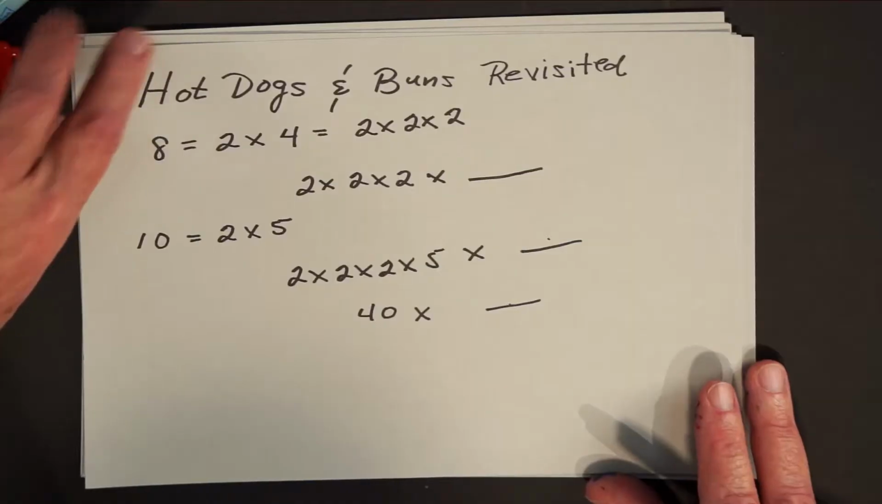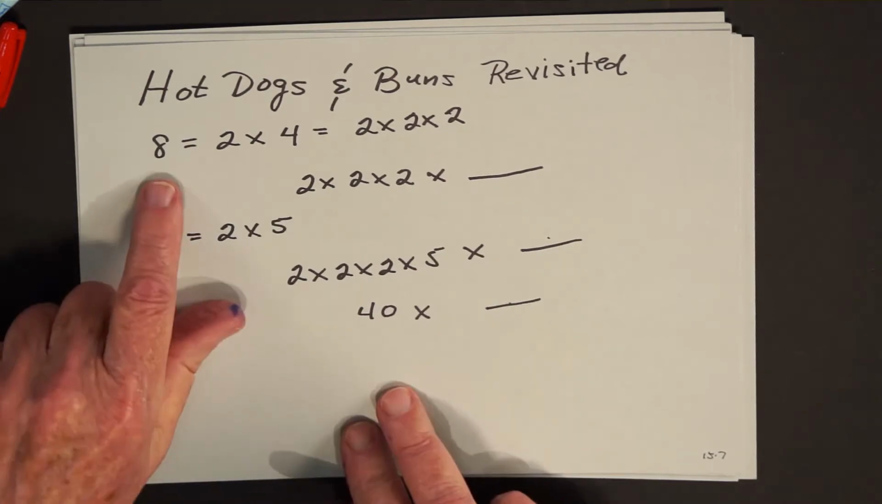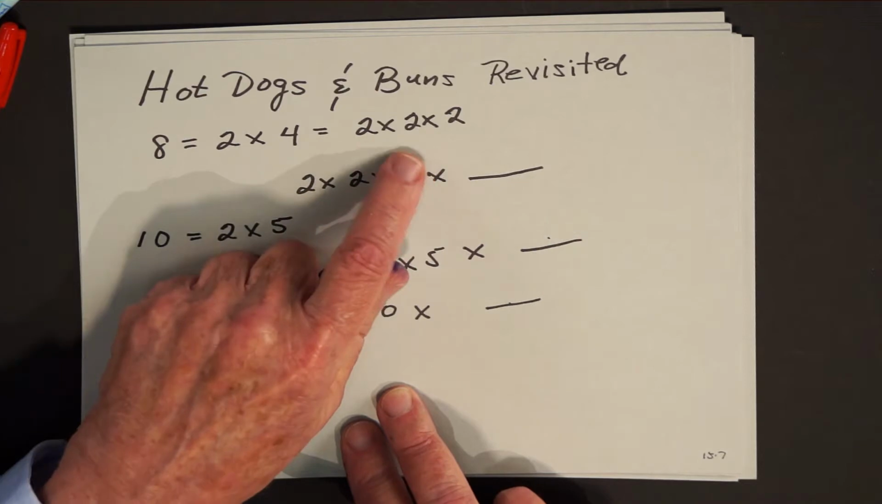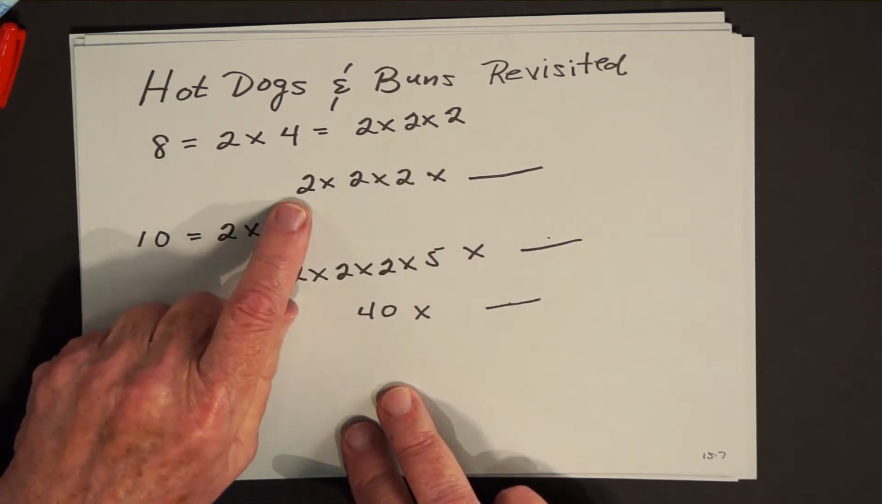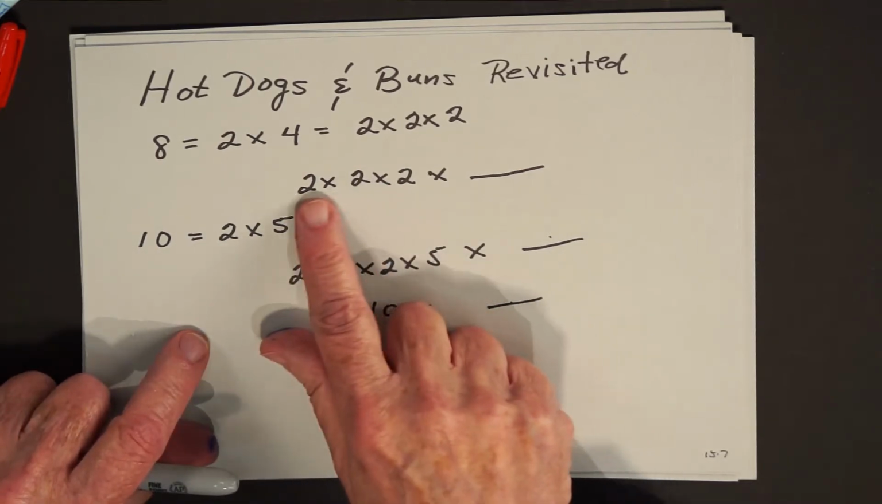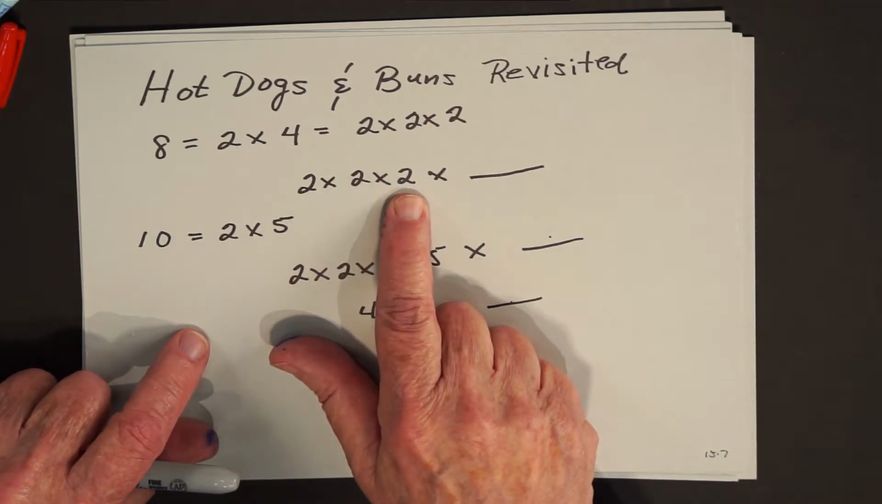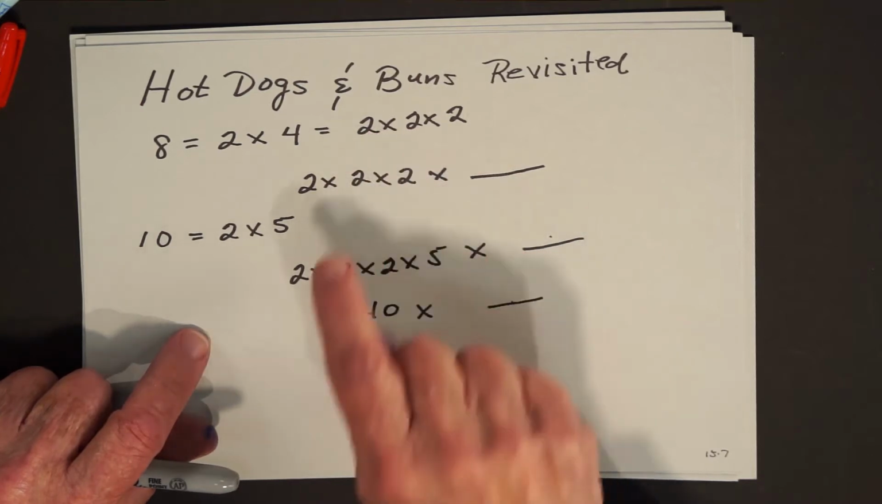So let's go back to the hot dogs and bun problem and see how we could have gotten 40 just by using what we just observed. 8 is what? It's 2 times 4, and the 4 breaks down into 2 times 2. So in terms of prime factors, 8 is 2 times 2 times 2. So any multiple of 8 has to have at least what in it? 2 times 2 times 2. So in other words, any multiple of 8 works for this guy.